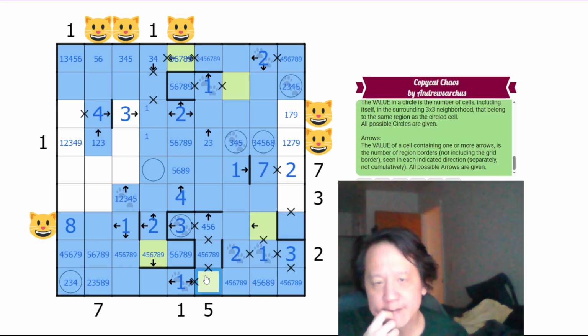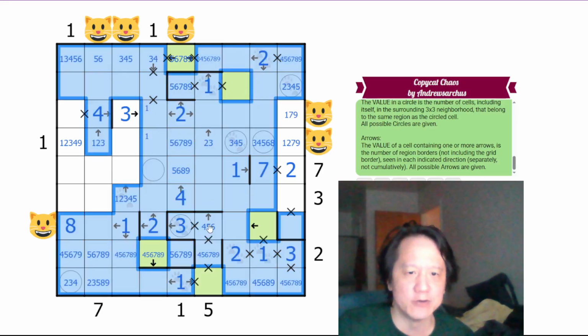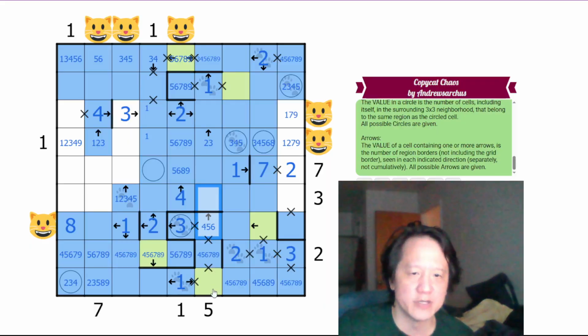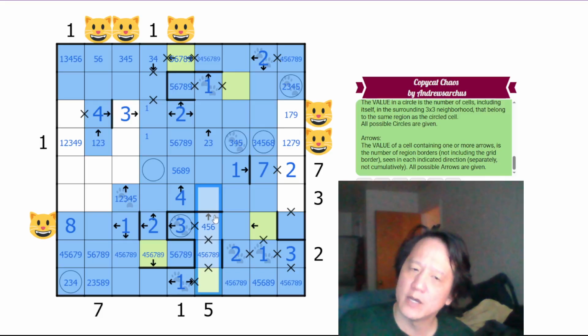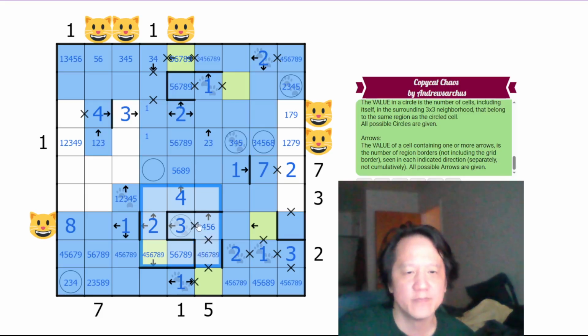Never mind. I was thinking there. Well, okay. There has to be a 2 in this region. This is not part of this region because there's a boundary there. How do we know there's a boundary there? Oh, because we have 3 cells here in this 3x3 area for the circle. So there definitely is a boundary there. So these are not the same region.